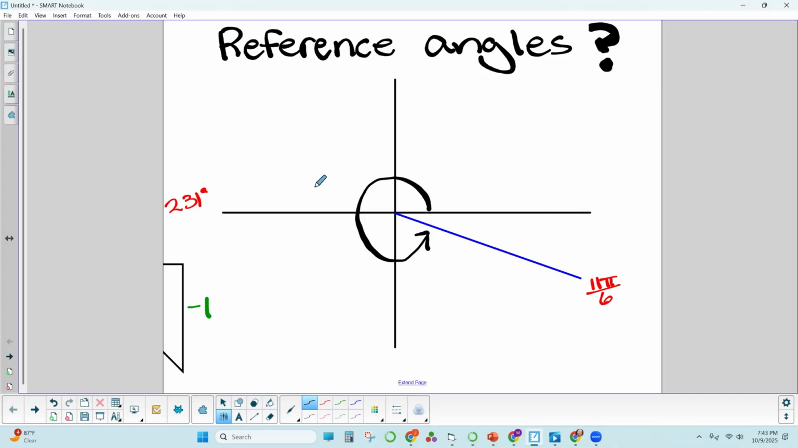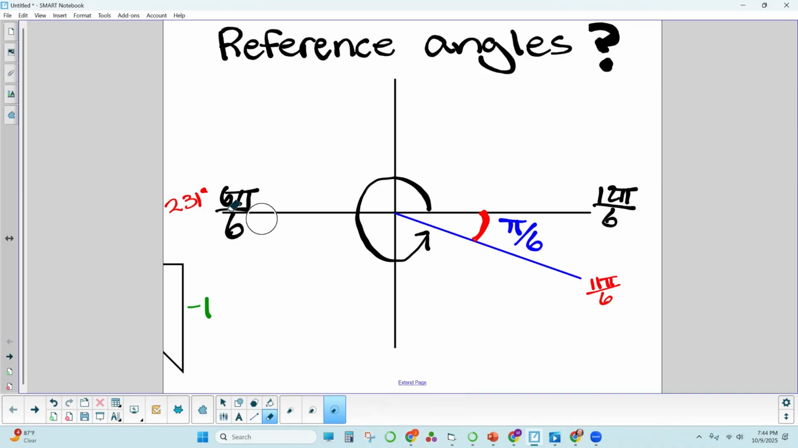Now, what's my reference angle here? Well, let's define it one more time. It's the acute angle between the terminal side of an angle and the x-axis. So how do I figure that? Well, if I'm at 11 pi over 6, 12 pi over 6 is one full rotation. That's 2 pi, right? This is 1 pi, which would be 6 pi over 6. This is 12 pi over 6. So the difference there is pi over 6, and that's my reference angle.